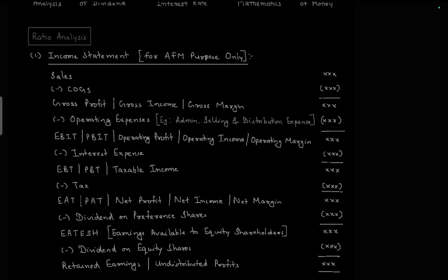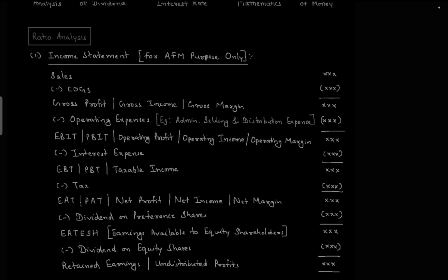And gross profit is also named gross income, gross margin. Then you subtract operating expenses and admin, selling, and distribution expenses. When you subtract them, you get the earnings before income tax, profit before income tax, operating profit, operating income, operating margin. These are the items you will get.